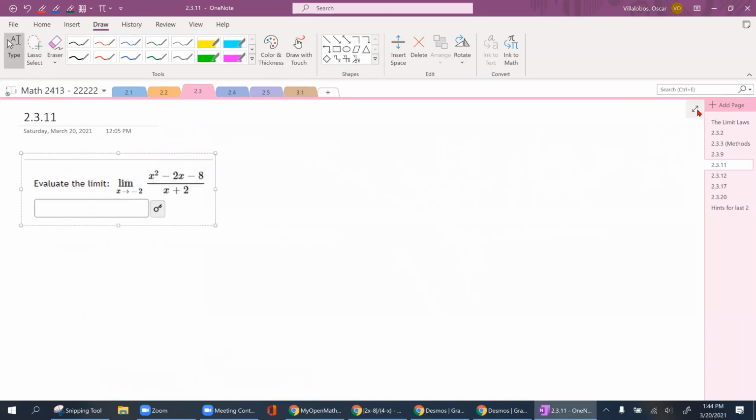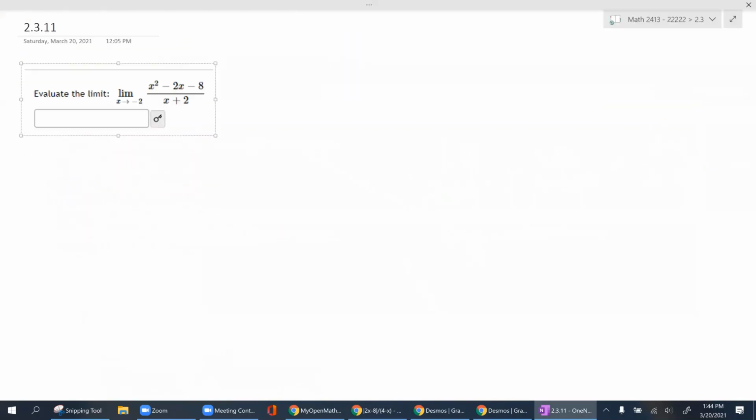Okay, we have another problem, number 11. You're asked to evaluate the limit. So I'm going to plug in -2 into all of it, and if it spits something out nice, that's great. And remember, you have to make sure the top and the bottom equal 0.